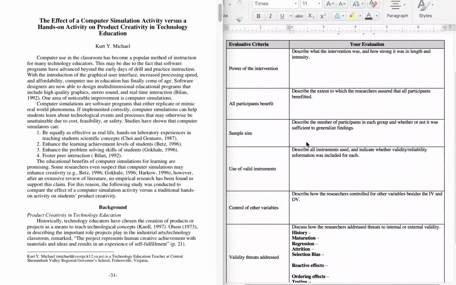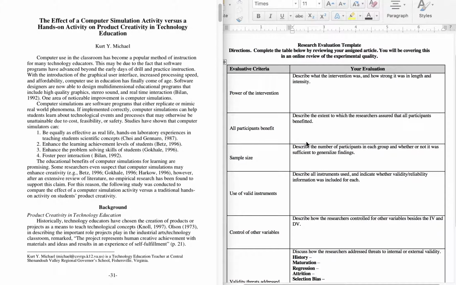Okay, this is a walkthrough of the research evaluation template. So I'm going to assign each of you a different article. You are going to review it based on these evaluative criteria, and then you're going to share that with the rest of the class, walking through it in the same video manner.